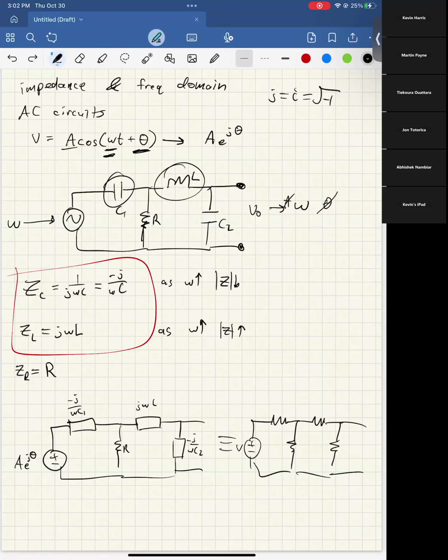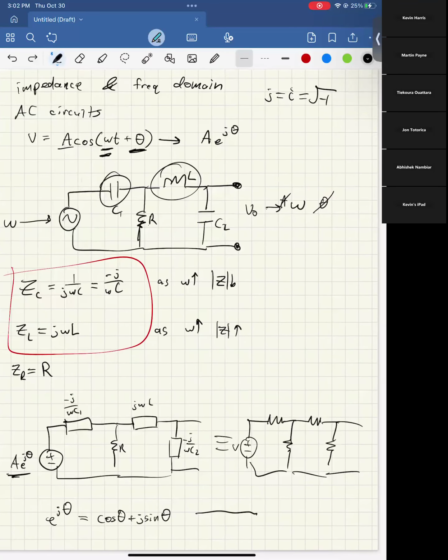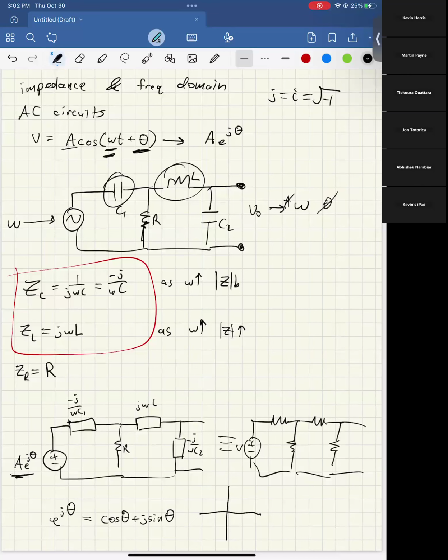I would recommend reviewing your complex algebra. Make sure you understand how imaginary numbers work. One thing that's very important to know, which is the whole reason we do this, is that e to the j theta is equal to cosine theta plus j sine theta. What that's saying is, in the imaginary plane, hopefully you've all learned this. I don't really know when you're supposed to learn this in math class, honestly, but look up some YouTube videos about imaginary numbers.